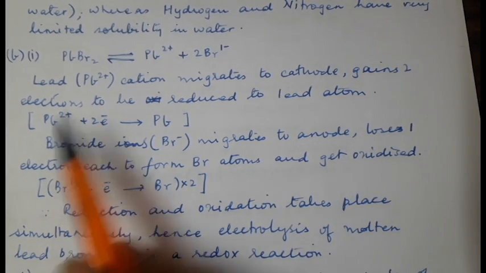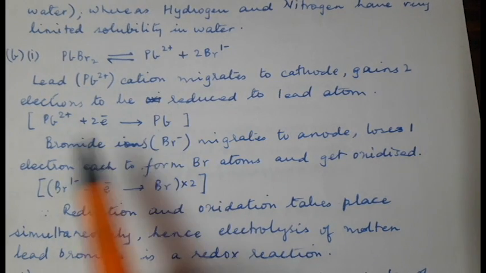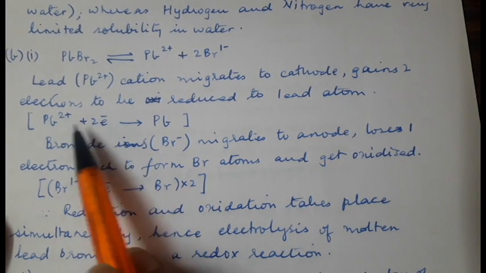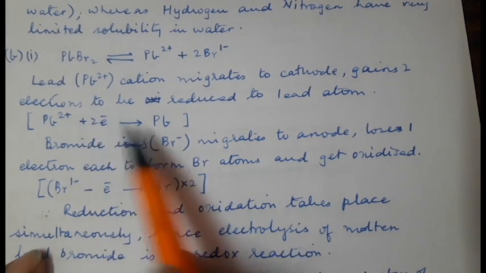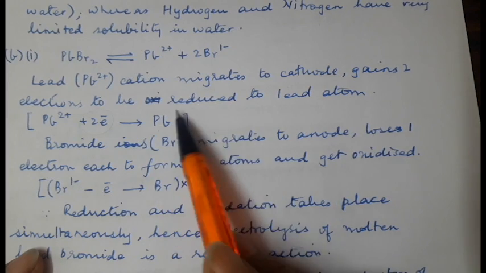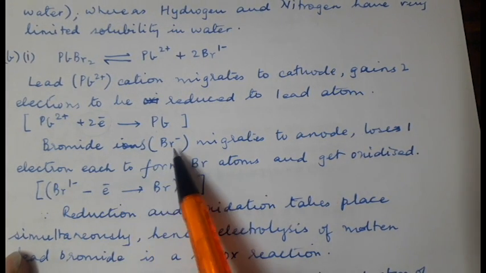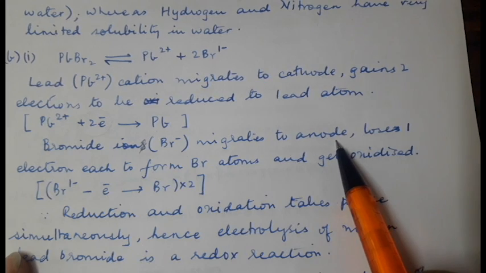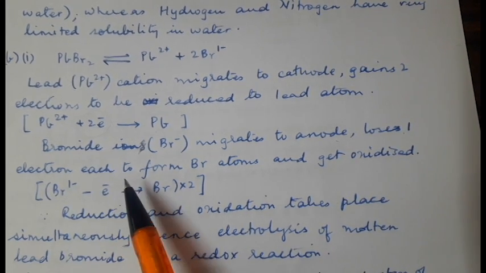What is our reaction? Looking at this, automatically we should think of this reaction. What does the reaction say? Pb2+ will accept 2 electrons and it will become a neutral atom. So that is how gain of electrons becomes reduction. And the bromide ion, Br-, migrates to the anode, loses 1 electron each.